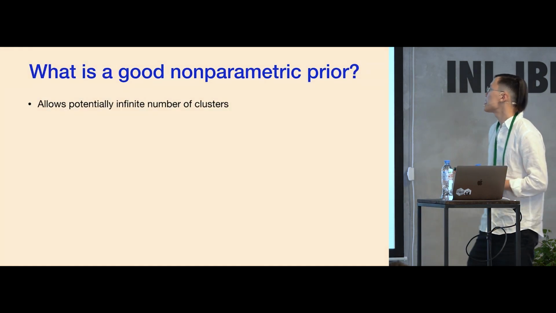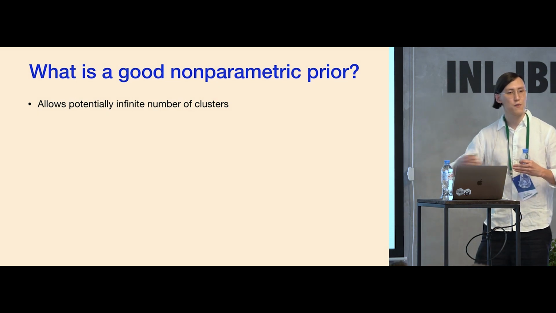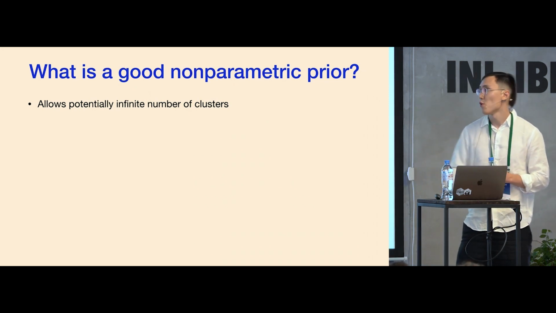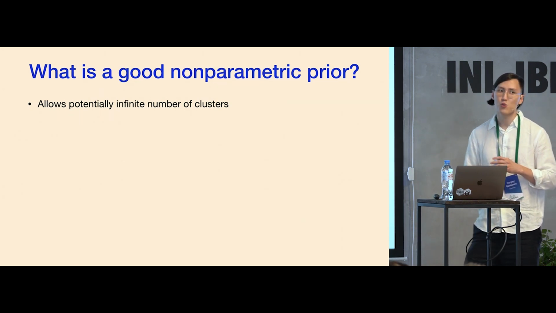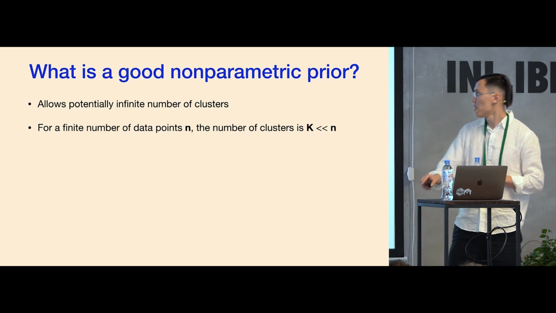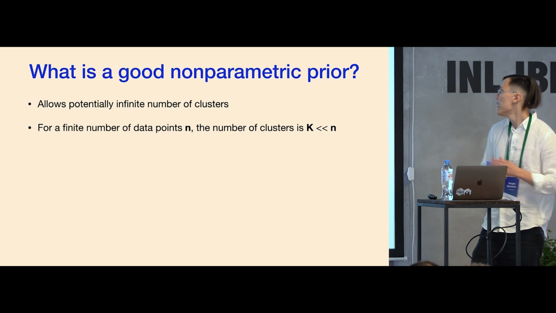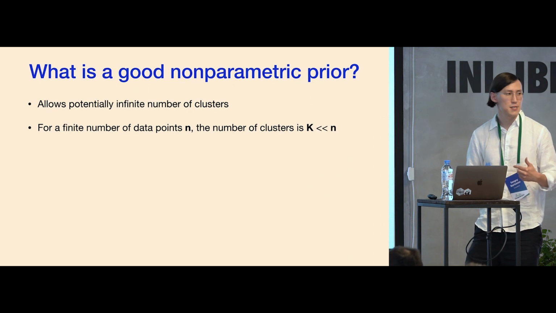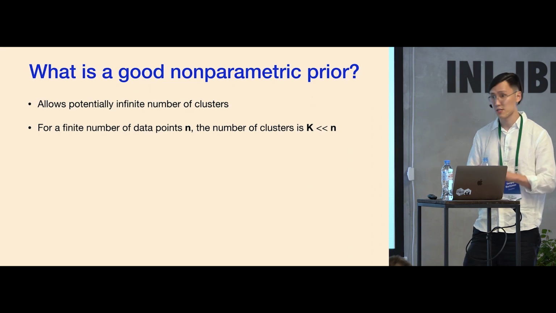So what is a good nonparametric prior? What is a good prior over this infinite mixture of clusters that we think is useful? I think it should have the following properties. First, it should allow a potentially infinite number of clusters. We should not restrict a priori the complexity of our model. However, we should be smart, and if we have a finite data set, let's say just n data points, then the number of clusters we discover in this data set should be significantly less than the number of data points, right? We don't want to be in this weird situation where each data point gets its own cluster.